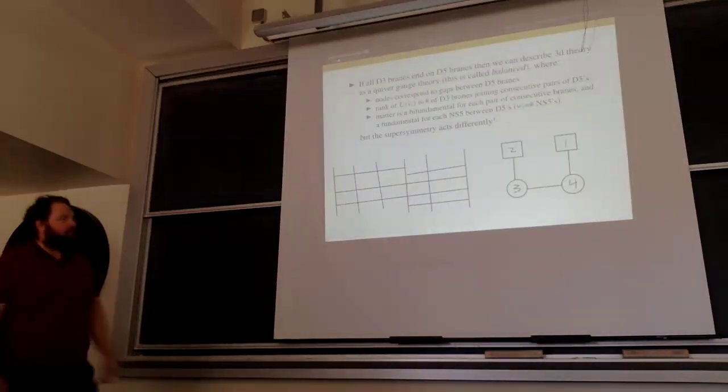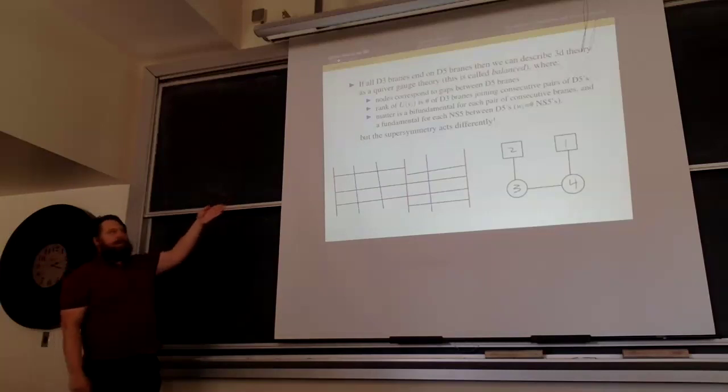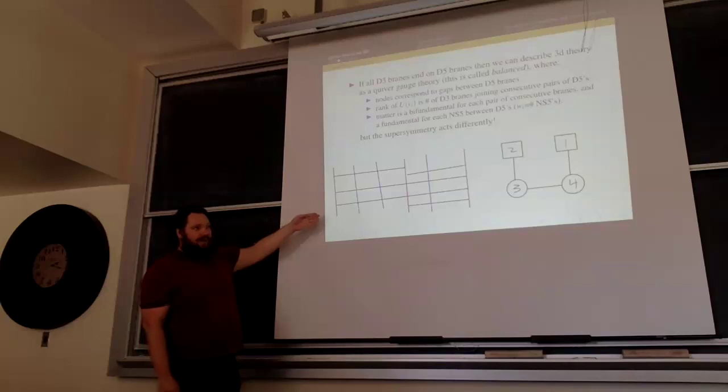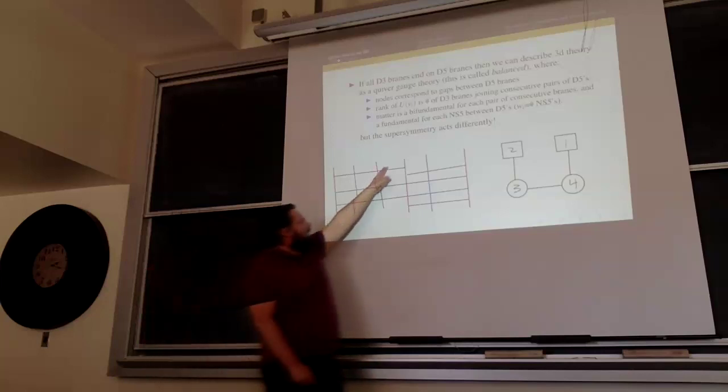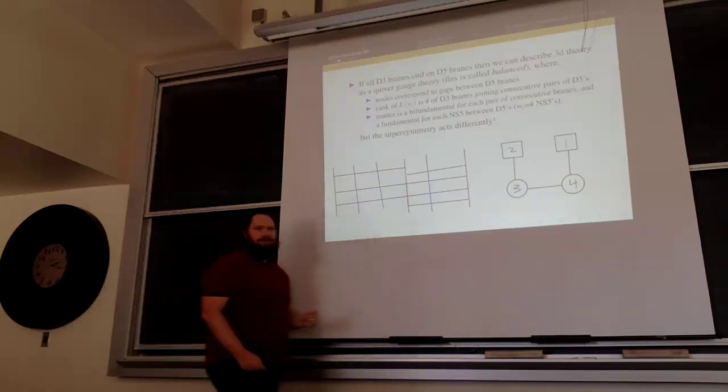There's also a dual picture where everything ends on a D5. And it's exactly the same story. And you might say, well, wait, doesn't the difference between D5s and NS5s matter? And the answer is yes, but where it shows up is that the supersymmetry acts differently.